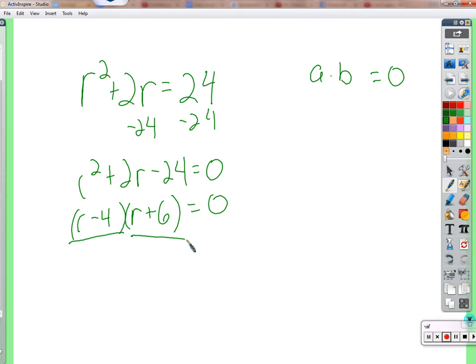One of them has to be 0. One of them, that meaning one of these two things here. R minus 4 equals 0, which means R equals 4. R plus 6 equals 0, which means R equals negative 6. So that's the one that'll hitch through in there. Sometimes it's not equal to 0, so make it equal to 0.